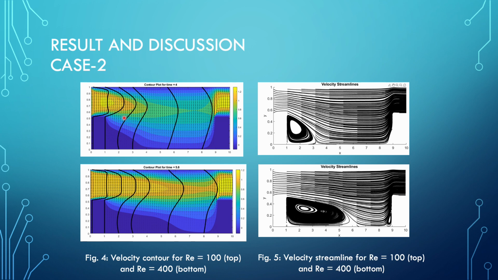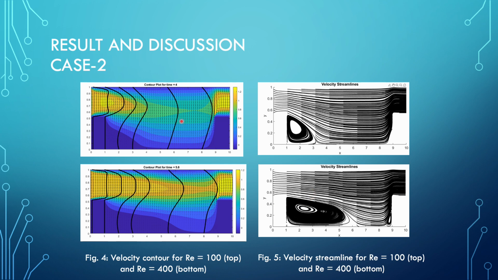So this is the result for the second case where there are two steps, and similar to the first one, the fluid becomes fully developed for a lower Reynolds number, compared to the higher Reynolds number, at the edge of the first step. Also there is a vortex generated at the edge of both steps, but the vortex size is different. The vortex size is bigger for the first step compared to the second step, and the vortex size increases with the increasing Reynolds number.